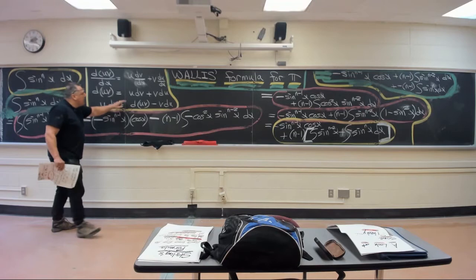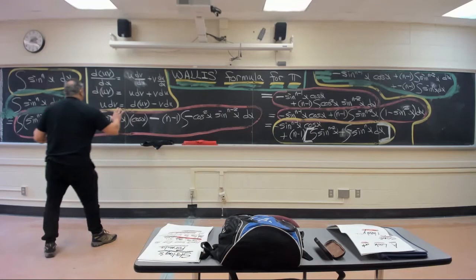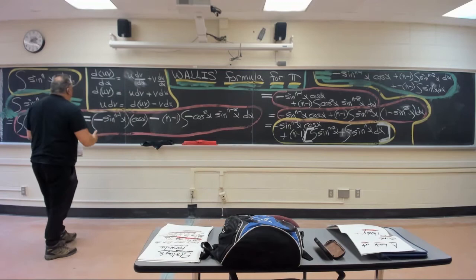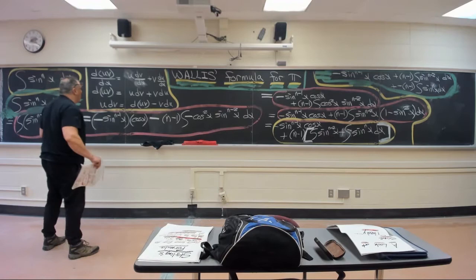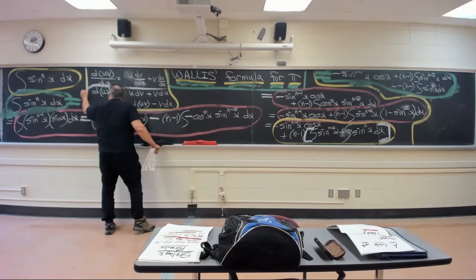If you were to integrate this, let's see what we can do. You multiply by dx on each side. A good way to kind of look at it, I guess you could say, is if you go right here, you've got this, and we've talked about that.